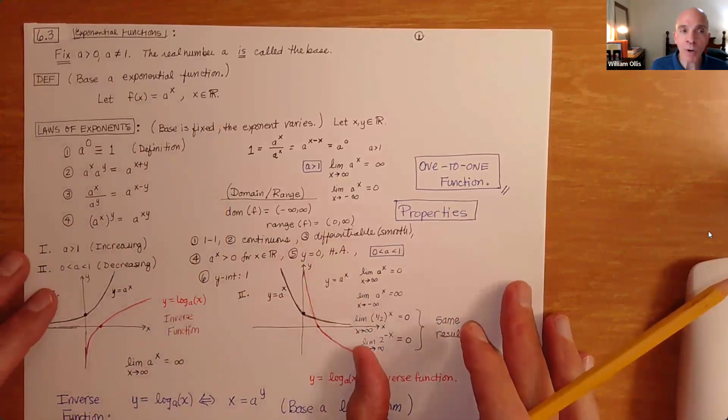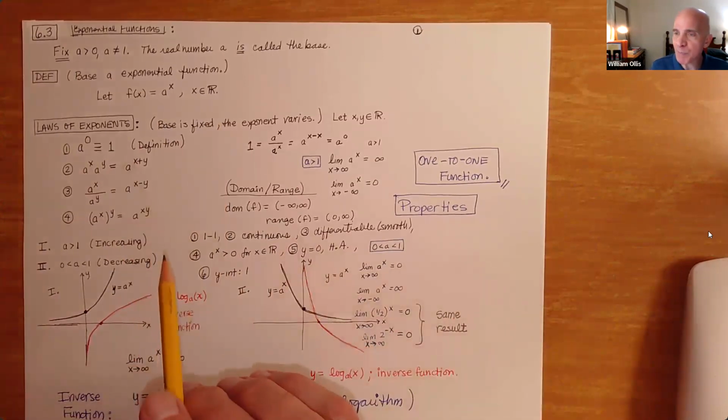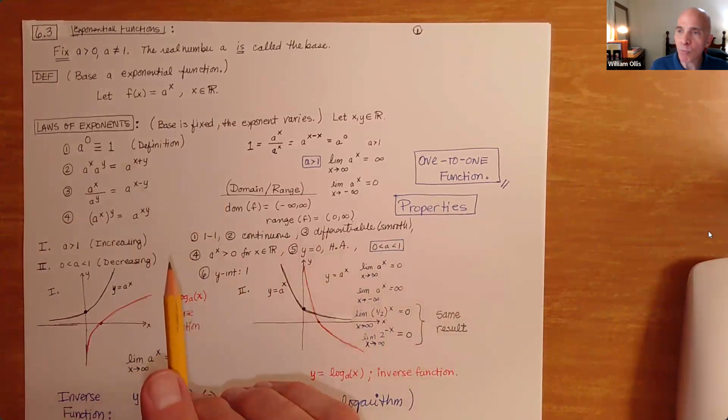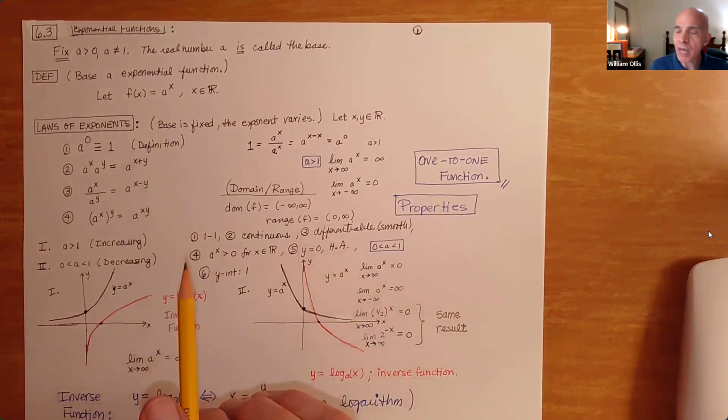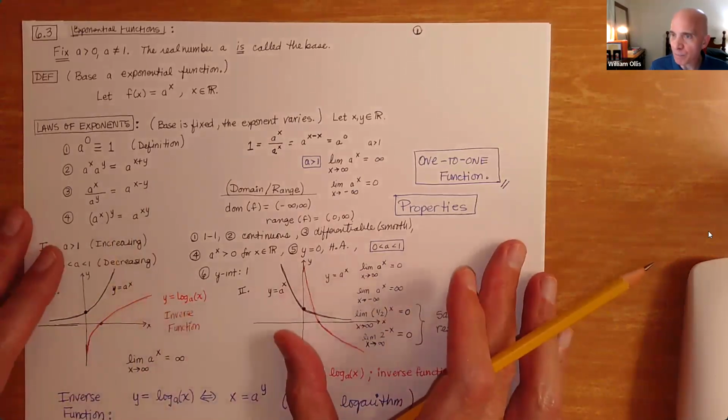Now, what will be a little surprising to you is that the base A exponential will have what we call exponent rules that mimic the power rules that you are accustomed to with power functions and algebraic functions. So that will make our work a little easier.